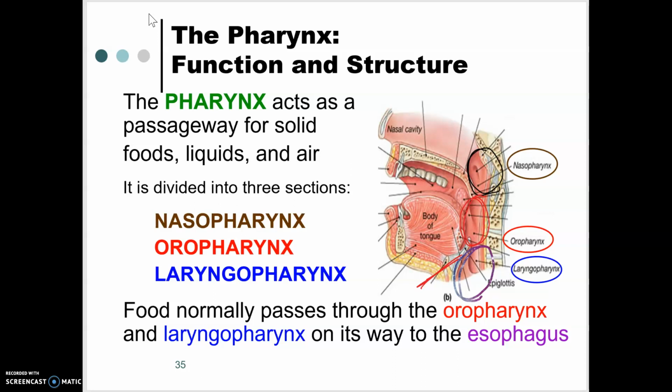So food will normally pass through the oral cavity. It won't enter the nasopharynx. It'll pass through the oropharynx, pass through the laryngopharynx, and move into the esophagus. So that's the pathway that food will take once we swallow.